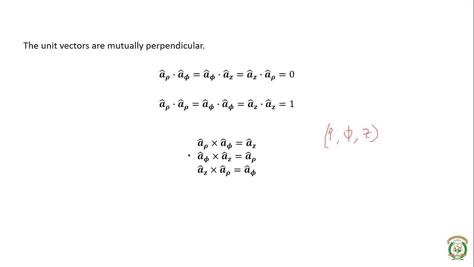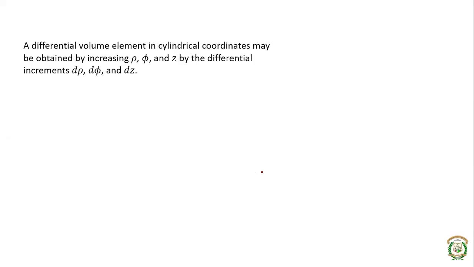But if you reverse the order, the answer will be negative. It will not be the same. That means if you take a phi cross a rho, it will be minus az. az cross a phi will be minus a rho. Then a rho cross az will be minus a phi. So this way you can consider the dot product and cross product in the cylindrical coordinate system.